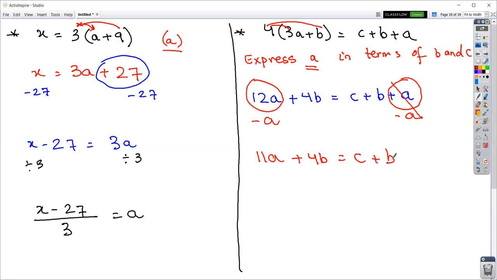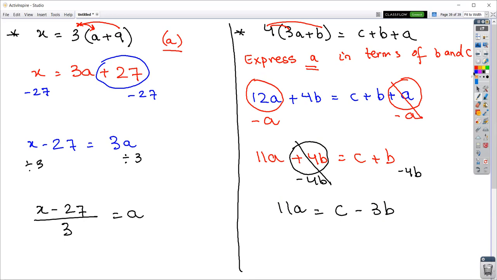plus b. Now, to having a just on the left-hand side, we'll do the inverse of plus 4b. The inverse of a plus is a minus 4b. We're going to do minus 4b on both the sides. This will go. The left-hand side is now just 11a, where c plus b and minus 4b would be minus 3b.